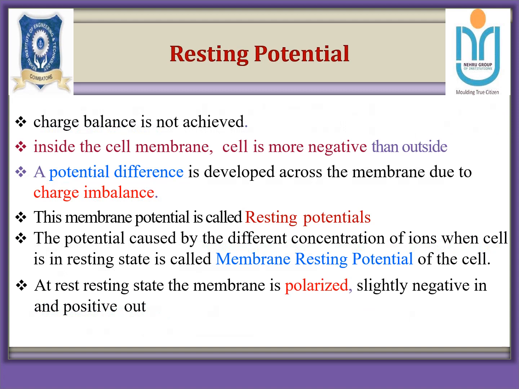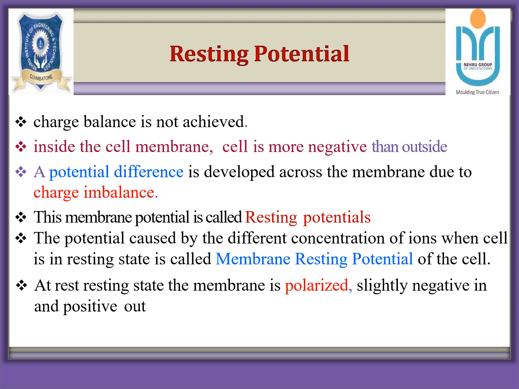So this creates a charge imbalance, a mismatch in the presence of positive and negative ions. This charge imbalance creates a potential difference. So a potential difference is developed across the cell membrane due to charge imbalance. This potential difference, or the membrane potential, is called resting potential. So when a cell is in the resting state, due to charge imbalance, a potential is created and the potential is called membrane resting potential.